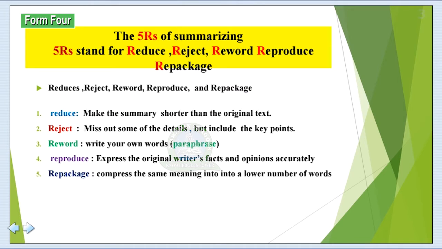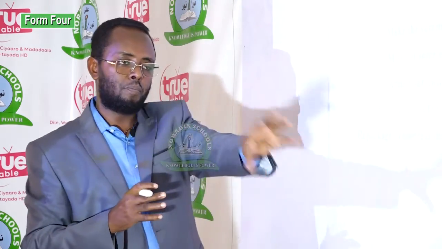Okay, the 5 R's of summarizing. 5 R's stand for reduce, reject, reward, reproduce, and repackage. These are the techniques that you're going to use when you want to summarize. Reduce, what does it mean? Make the summary shorter than the original text. If you have a 150 or 250 word passage, you're going to summarize only 50 words.